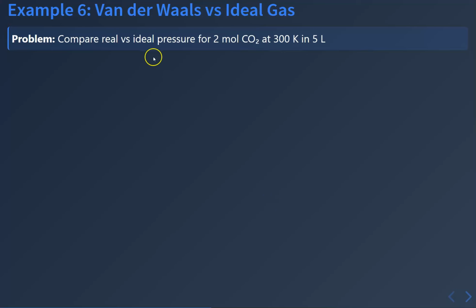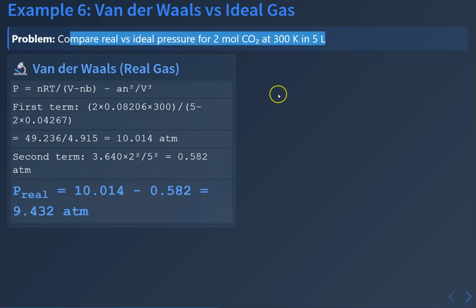Now here is one example. Compare real gas versus ideal gas pressure for 2 mole carbon dioxide at 300 Kelvin in 5 liter. Using the van der Waals equation, P is equal to nRT by (V minus nb) minus a n squared by V squared. For the first term we plug in n is 2, R is 0.08206, T is 300, and V is 5 liter minus 2 mole times b, 0.04267, given in the last slide. If we do the calculation, that will be 10.014 atm.